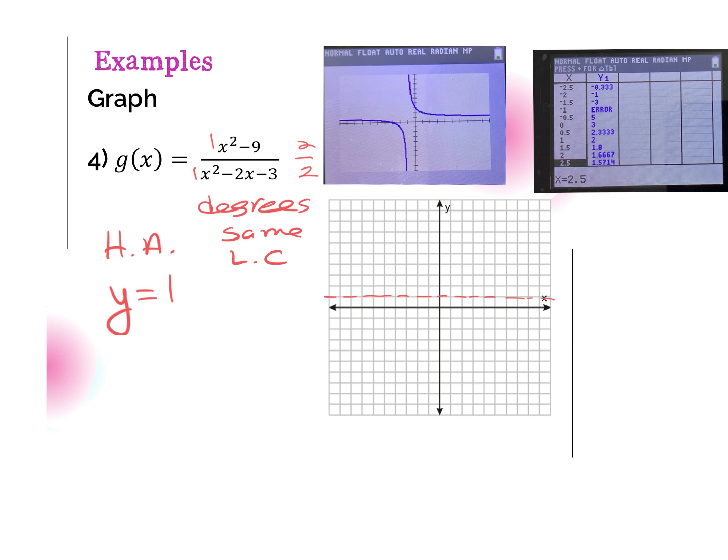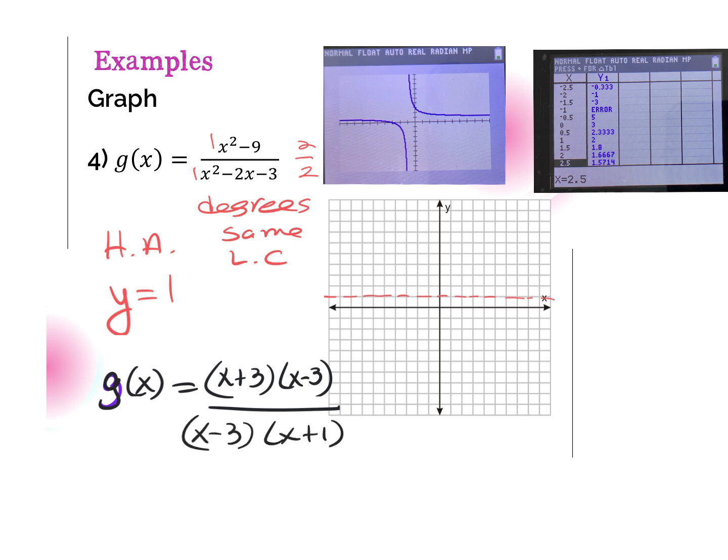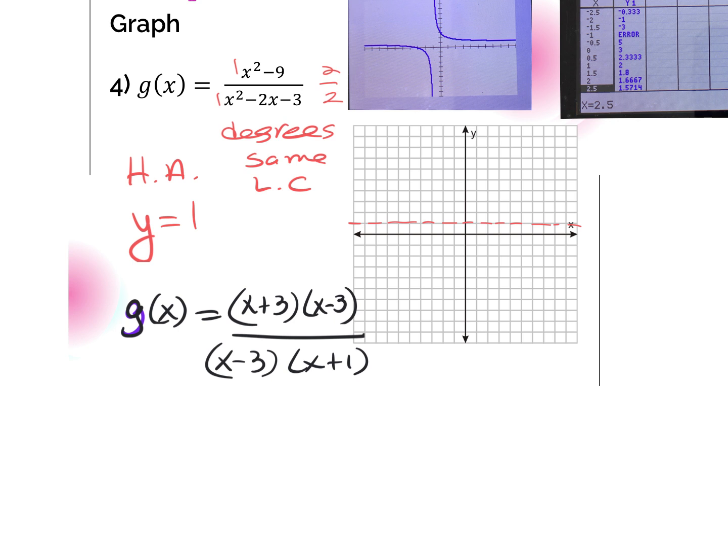Now, in order to find the vertical asymptote, I need to simplify the fraction first. So I'm going to take my function, my g of x, and I need to factor it. The top is the difference of 2 squares. It's going to factor into x plus 3, x minus 3, and the denominator factors into x minus 3 and x plus 1, since the factors of negative 3 that give me negative 2 are a negative 3 and a positive 1. I'm going to look for factors that cancel, and notice the x minus 3's cancel. That's where my hole is going to be located. So now my simplified function is g of x is equal to x plus 3 over x plus 1.